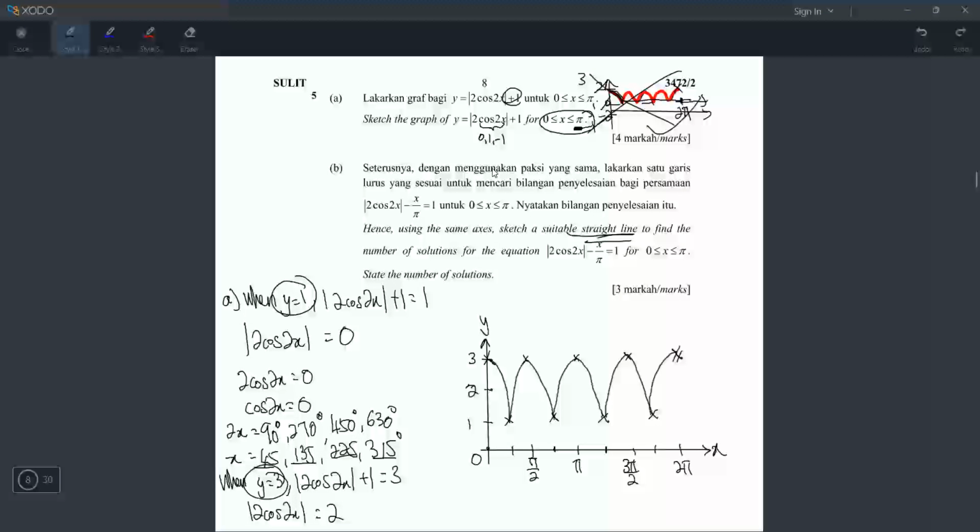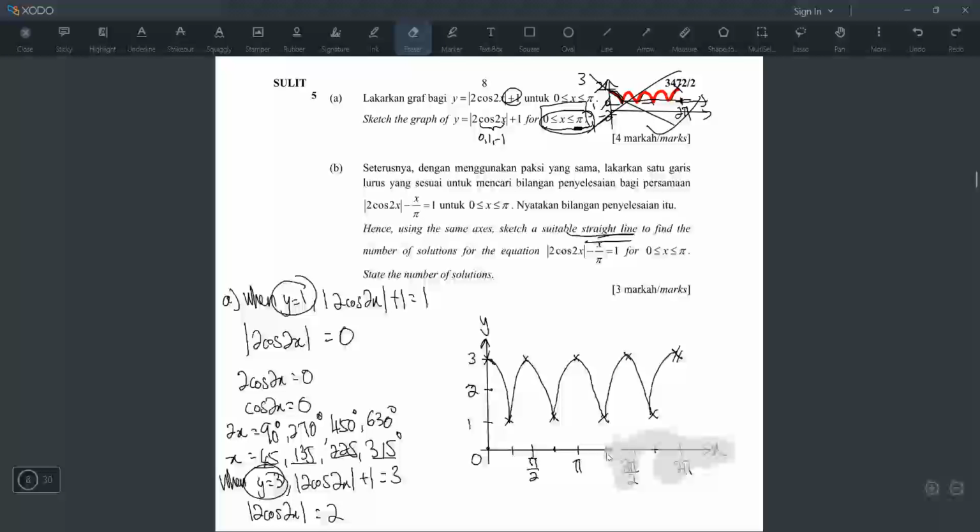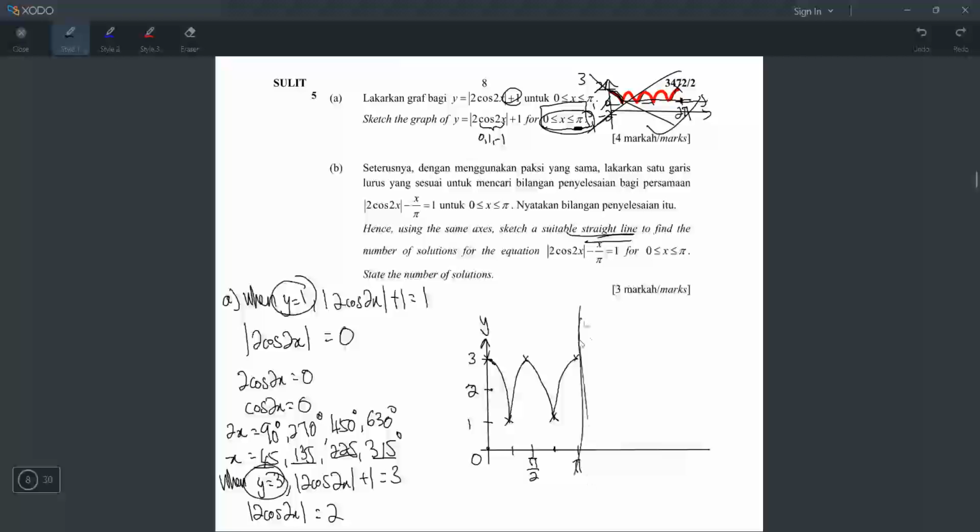But do you remember they asked me to sketch until pi only? So I have to erase all the extra part. I have to erase until here, until pi, right? But a lot of students, when they erase, maybe they erase like this. But you have to take it out properly. When you erase, you have to erase until pi. So actually, you have to erase until here, like this, because this is the pi. This is where you stop. Okay, so this is your final answer.